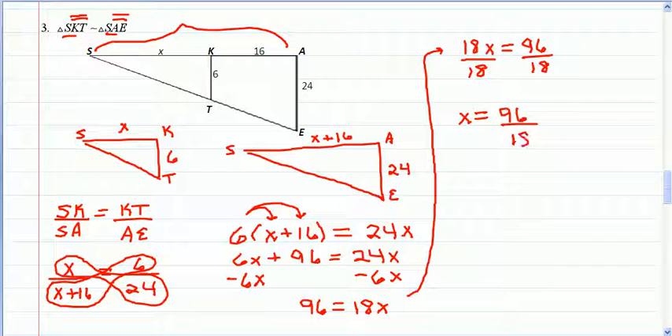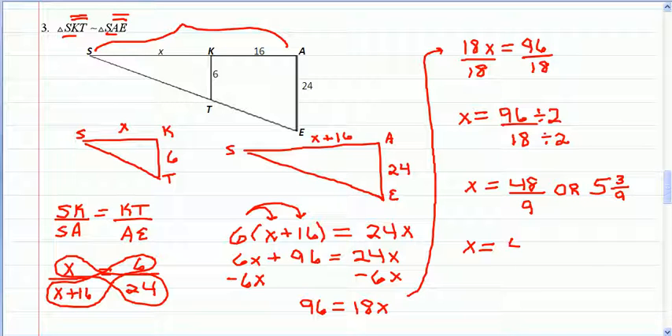So we can go right to long division. Or what we could do is both of these numbers are even, so we can divide them both by 2. And if I divide them both by 2, I get x is equal to 48 over 9, which does not reduce, so I could change this to a mixed number. 9 divides into 48 5 times without going over, with 3 left over. And 3/9 reduces to 1/3. So it's 5 and 1/3.